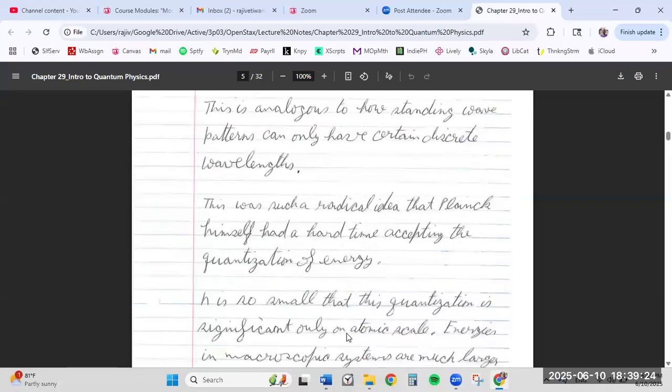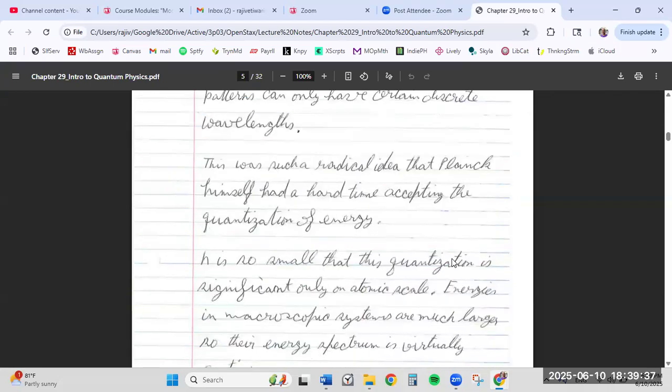Now, this idea for energy to be quantized was something which was not familiar to physicists and was quite a radical idea. In fact, it was so radical that Planck himself had a hard time accepting the validity of quantization of energy, that energy could be quantized.